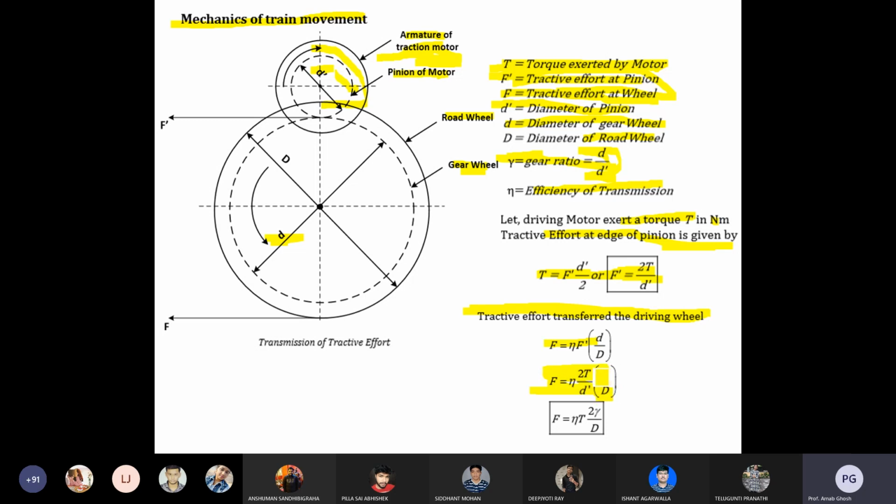How much F you are able to get from here. Then capital F equal to eta, 2 eta T by D. Directly you are able to equate them and finally you are able to get it. So what is the force? We are doing the force calculation. So F is there, another F dash is there, F dash is for rotation purposes.